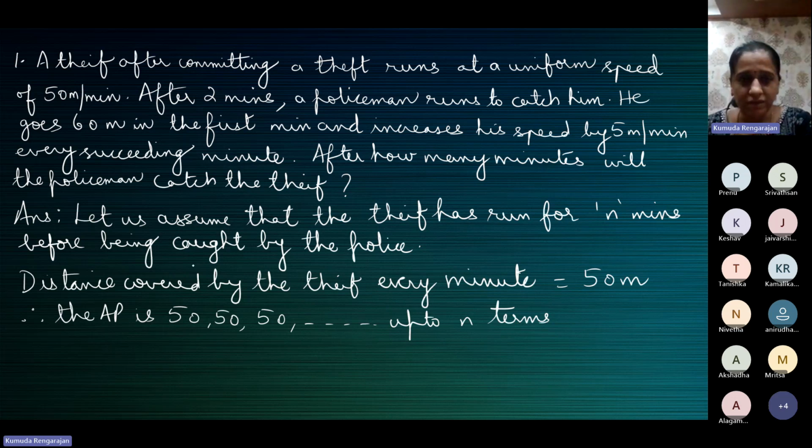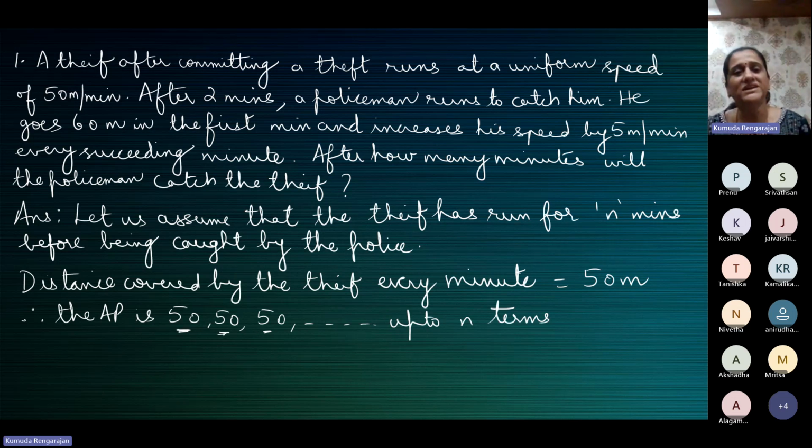Now, every term in this AP for the thief represents the distance covered by the thief in every minute. So the thief covers 50 meters in the first minute, 50 meters in the second minute, 50 meters in the third minute, 50 meters in the fourth minute, so on to n terms, because the thief has run for n minutes before being caught.